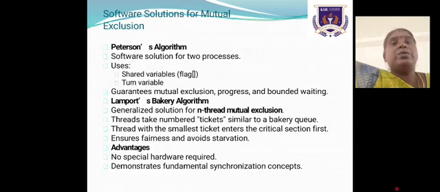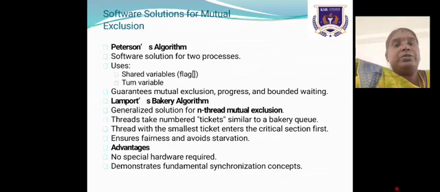Software solutions for mutual exclusion have algorithms. The first one is Peterson's algorithm, a software solution for two processes that uses shared variables and a turn variable. It guarantees mutual exclusion, progress, and bounded waiting. Lamport's Bakery algorithm is a generalized solution for n-thread mutual exclusion. Threads take numbered tickets similar to a bakery queue.